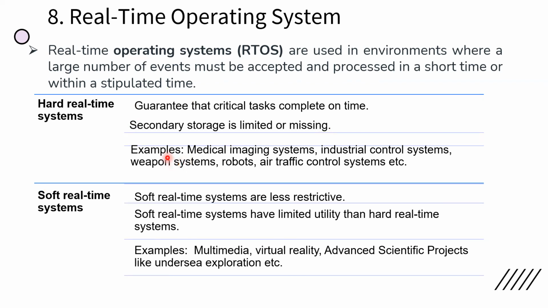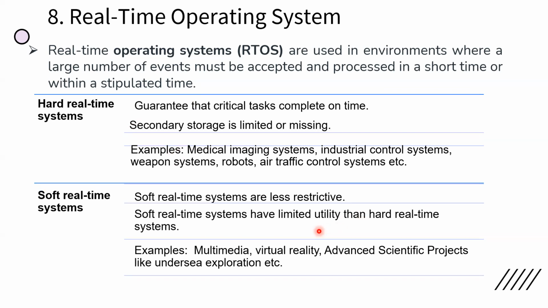And examples of hard real-time systems include medical imaging systems, industrial control systems, weapon systems, robots, air traffic control systems, etc. Coming to the next category of real-time operating systems or RTOS are soft real-time systems. They are not that much time critical. So soft real-time systems are less restrictive. Soft real-time systems have limited utility than hard real-time systems.